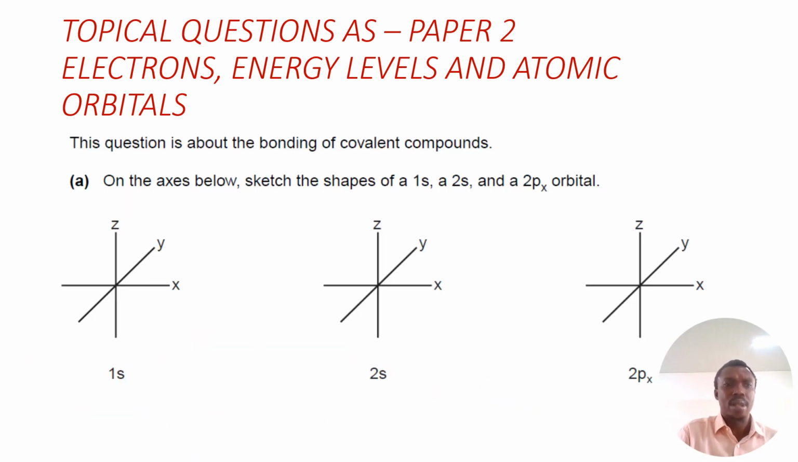So this question is about the bonding of covalent compounds. On the axis below, sketch the shapes of a 1s, a 2s, and a 2px orbital. So for the 1s, it is spherical in shape. For the 2s, spherical also. Then the 2p is dumbbell shape. So here you have your 2p or 2px. So it's as simple as A, B, C. All you need to know is just the shape of the orbitals.